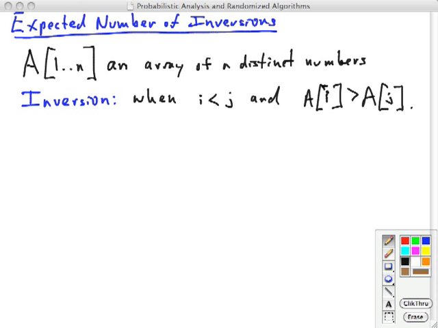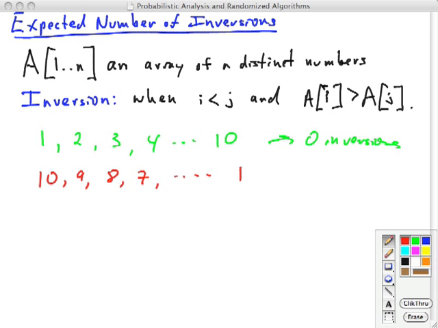So for example, let's get concrete here and look at some examples. Suppose we have the best case, we have some numbers in the array, and they're in sorted order. What's the number of inversions? Well, 0. Every time j is greater than i, then A sub j is greater than A sub i. So there's 0 inversions. Now let's look at the worst case.